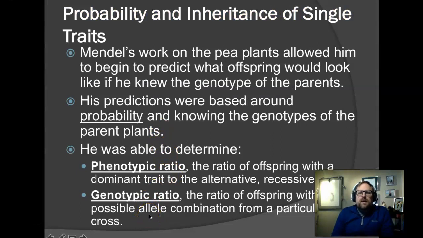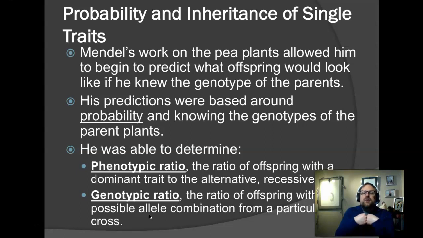So, the probability inheritance of single traits. Mendel's work on pea plants allowed him to begin to predict what offspring would look like if he knew the genotype of the parents. So if he knew that this parent had these alleles and this parent had these alleles, he would with relative confidence be able to predict what the offspring would look like if he took those individuals and bred them.